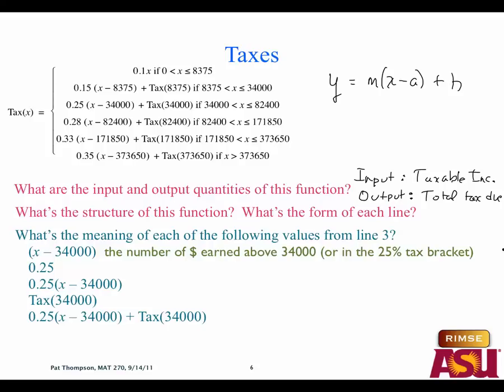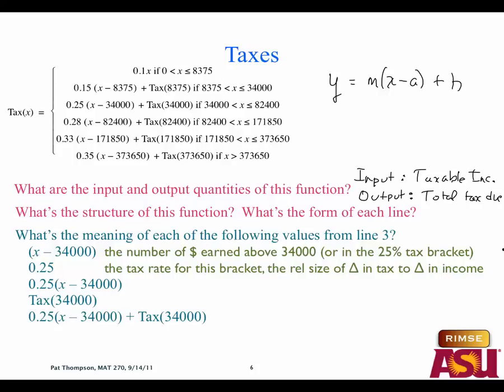Okay, 0.25. That's the tax rate for this bracket, which is the relative size of the change in tax to the change in income. So for any change in income in this bracket, you're going to take 0.25 times that. That'll be your change in tax.